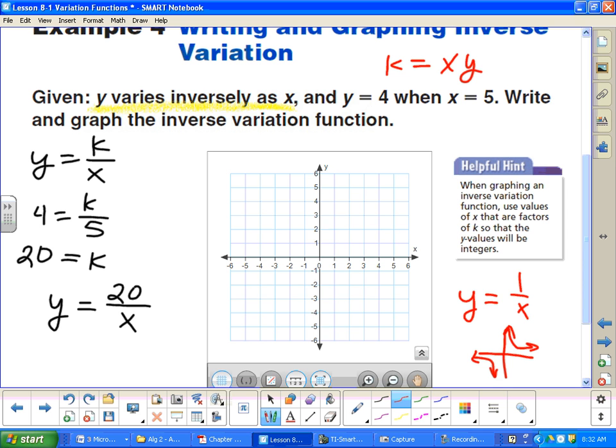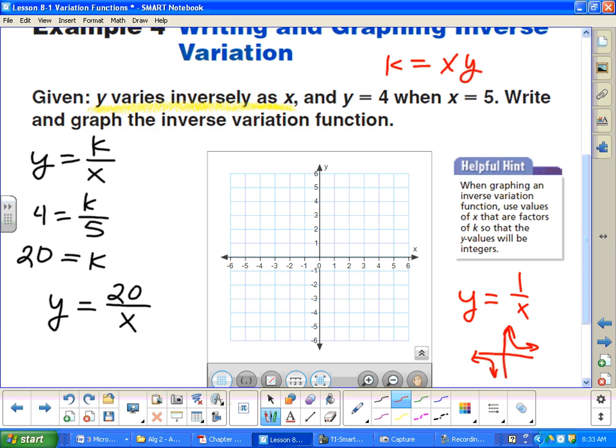Well, what's the difference between y equals 1 over x and y equals 20 over x? It means that it's stretched out 20 times bigger, because the value in the numerator is 20 times bigger. The graph is going to look like this, except I can plot some specific values to help me. So let's put in a couple of negative values. Let's pick some really easy ones to work with.